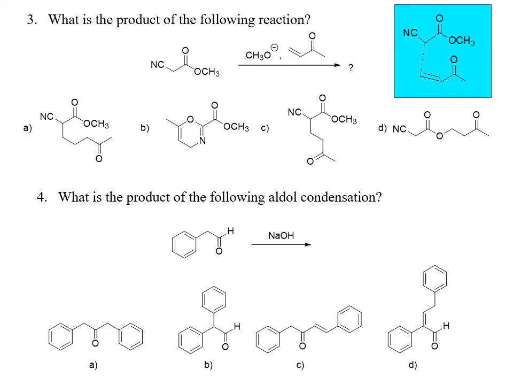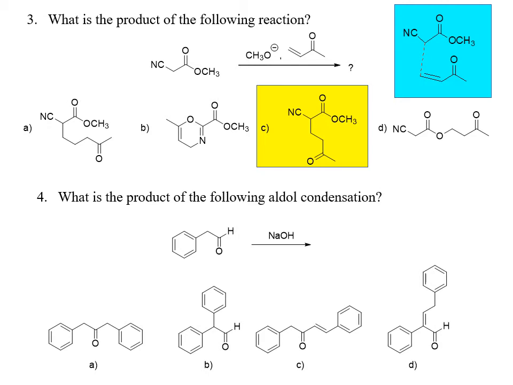And to figure out the product of Michael addition, you consider the bond that will be formed between the carbon of the enolate anion and the beta carbon of the alpha-beta unsaturated ketone. It's shown here as a dashed bond, and the product, of course, of that reaction is compound C. As an exercise, you may want to write down the entire mechanism.